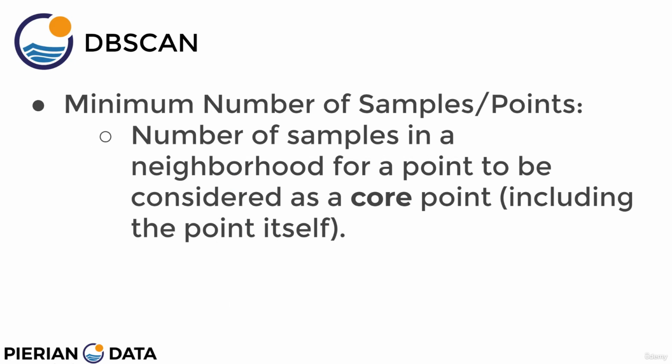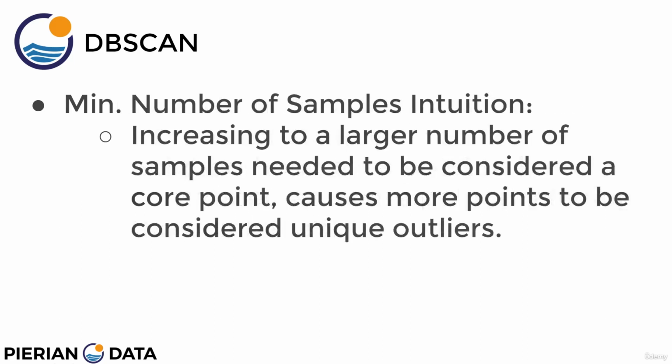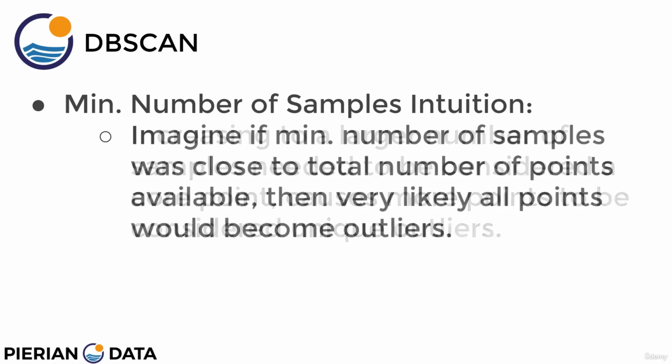Now let's discuss the minimum number of samples, or points. Number of samples in a neighborhood for a point to be considered as a core point is the definition of minimum number of samples. And keep in mind that this is going to include the point itself. Increasing to a larger number of samples needed to be considered a core point causes more points to be considered as unique outliers. So imagine if the minimum number of samples was really close to the total number of points available. Then it would be very likely that all points would become outliers, because there's not going to be enough points within range because your minimum number of samples is just way too high.